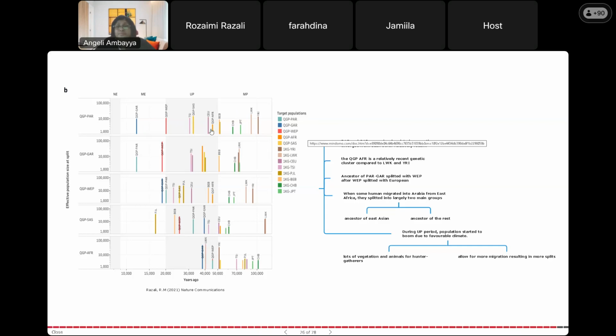Around the Upper Paleolithic, when the population boomed, people started to spread all over the world. So you can see the split with Europeans, the split with the Iranians, and finally around the Mesolithic near the Neolithic time, the split between Pa and Ga occurs. So what can we say? The Pa and Ga were a closely related group. The ancestor of Pa and Ga split from Web after Web split from European. When some humans migrated into Arabia from East Africa, they split into largely two main groups: the ancestor of East Asians, and the ancestor of the rest, during this period 70,000 years ago. During the Upper Paleolithic, the population started to boom, as I mentioned, because of the favorable climate.